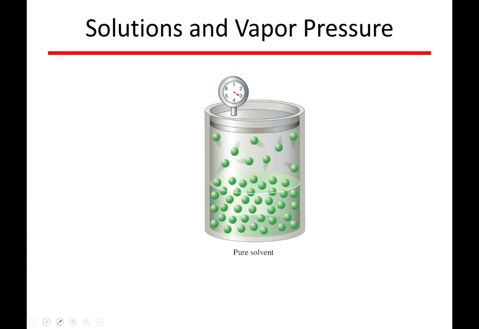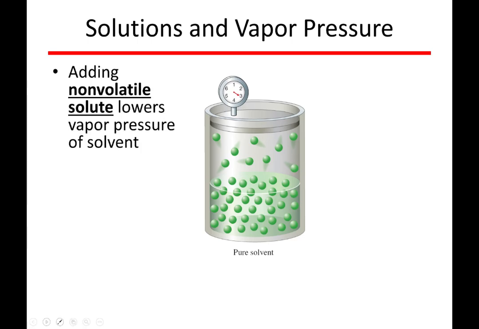So what we have in this figure here is our pure solvent inside of a sealed container. And as I've mentioned before, the solvent is volatile, meaning that it does evaporate to some extent. And there's going to be some vapor pressure that's generated here from our solvent. You can get an idea for what the vapor pressure is by looking at what's on the meter here, but then also by counting the number of particles that you have here in the gas phase. The addition of a non-volatile solute will cause the vapor pressure of the solvent to decrease.